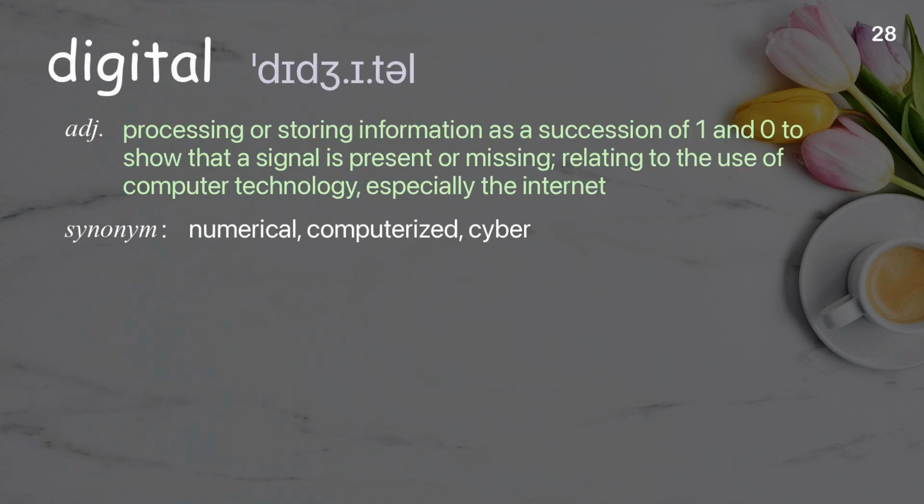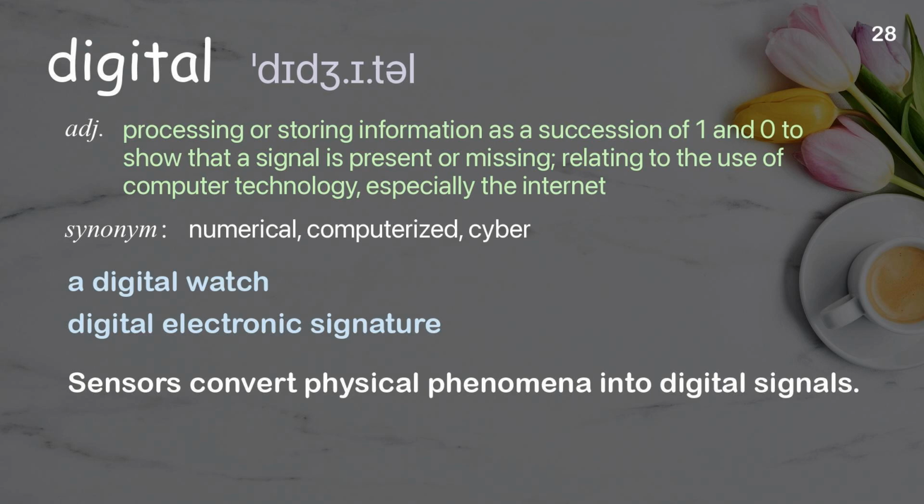Digital. Processing or storing information as a succession of 1s and 0s to show that a signal is present or missing, relating to the use of computer technology, especially the Internet. Examples: A digital watch. Digital electronic signature. Sensors convert physical phenomena into digital signals.